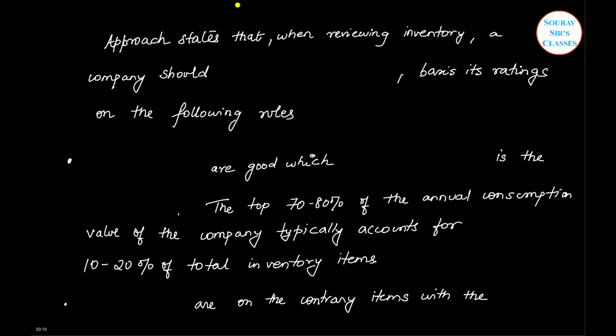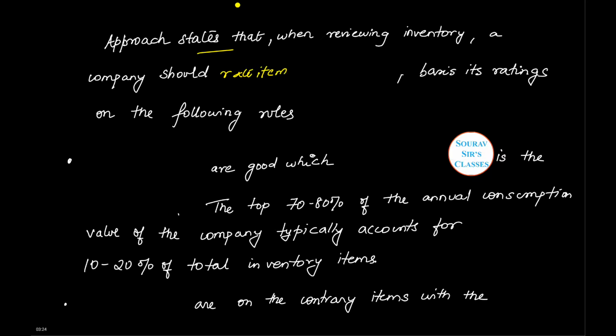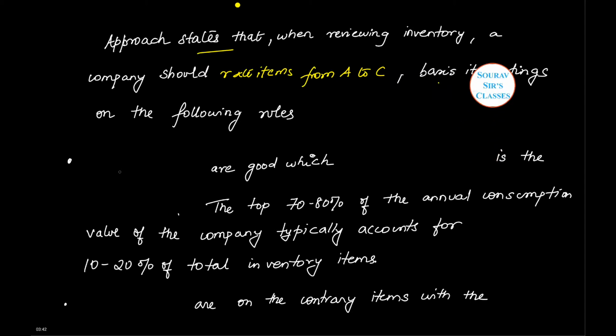So, this ABC approach states that when reviewing inventory, a company should rate items from A to C. So there should be a basis on which the rating will take place. It bases its rating on the following rules. So what are the rules? The rules are like this.